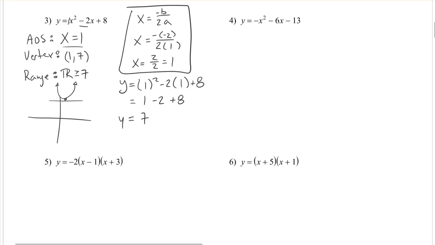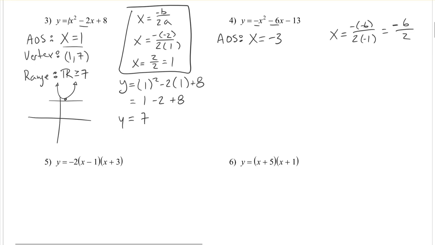4, same thing, standard form. So our axis of symmetry, x equals negative b over 2a. Our b value is negative 6. Our a value this time is negative 1. So that's going to be, how many negatives do I have? I've got 3 negatives, so I know my answer is going to be negative. So this makes what? Negative 6 over 2. What's negative 6 divided by 2? That's going to be x equals negative 3.